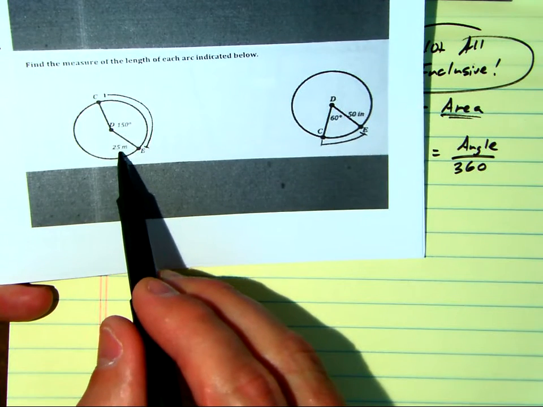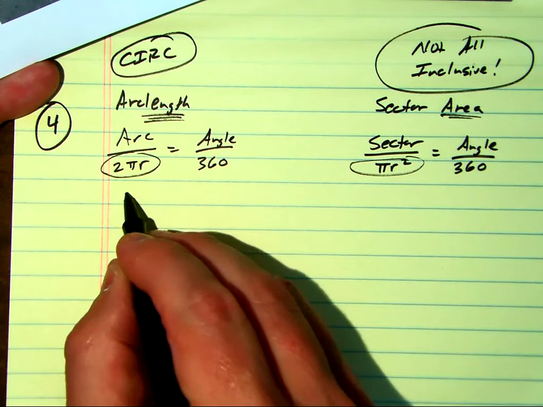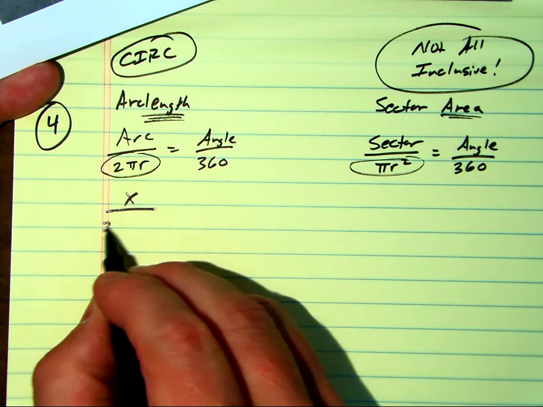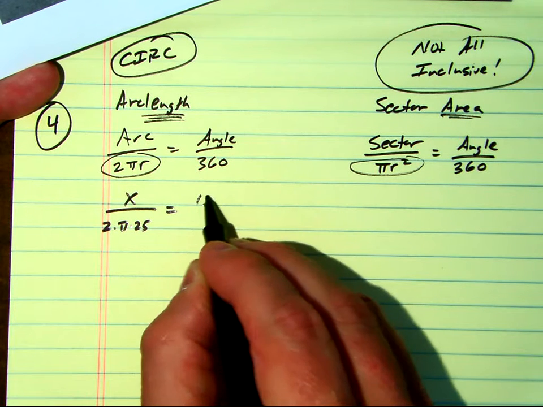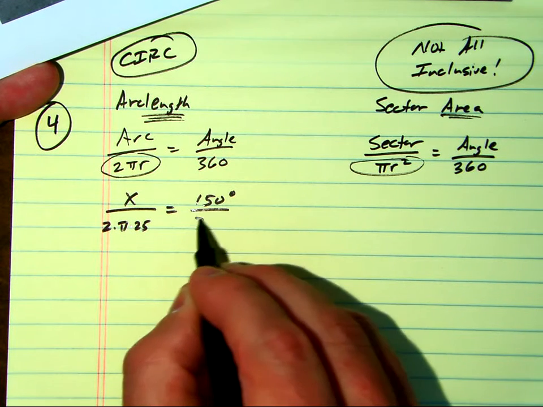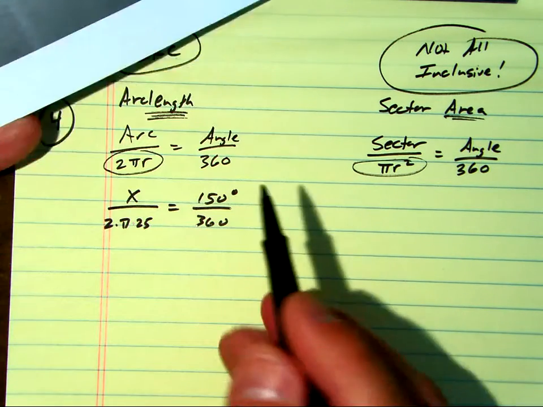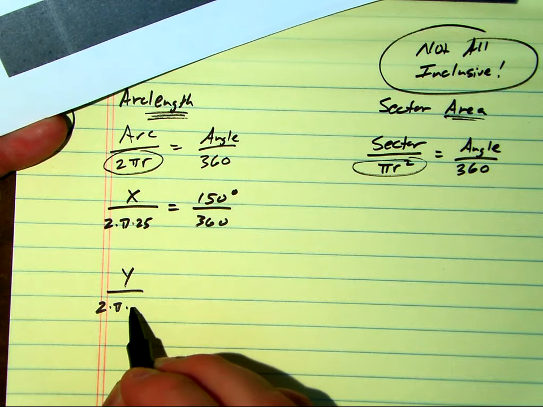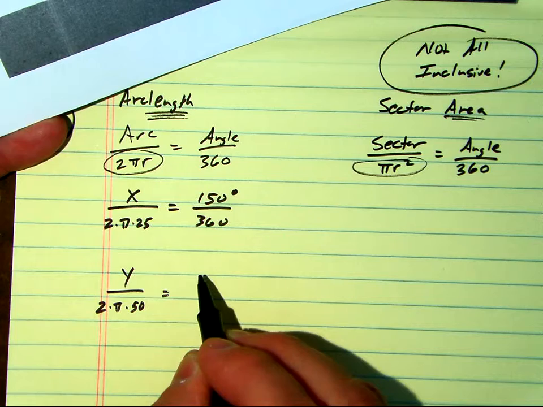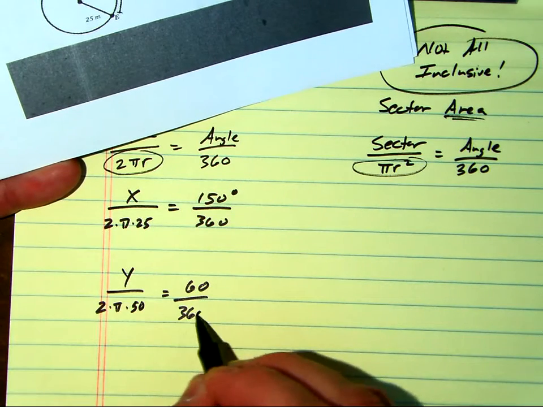So this radius is 25 and the central angle is 150. So this first one, let's use x: x over 2 times pi times 25 equals 150 degrees over 360. This one, 50 inches and 60 degrees. So let's use y: y over 2 times pi times 50 inches equals 60 degrees over 360.